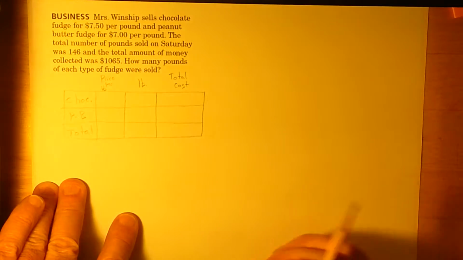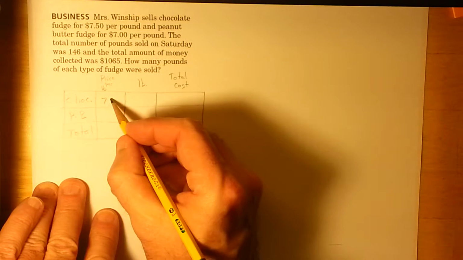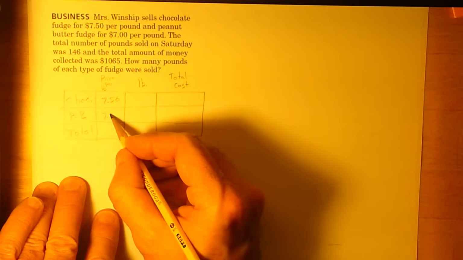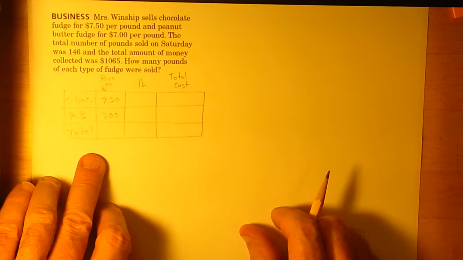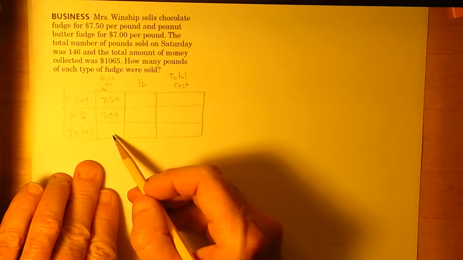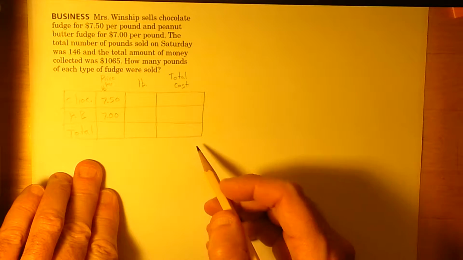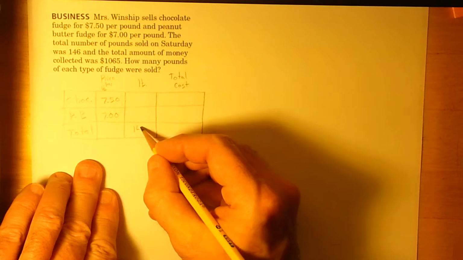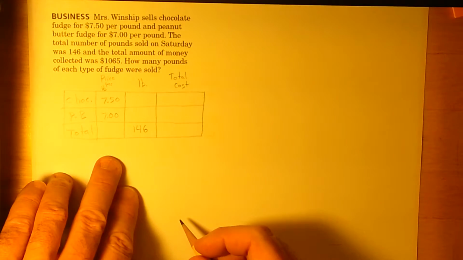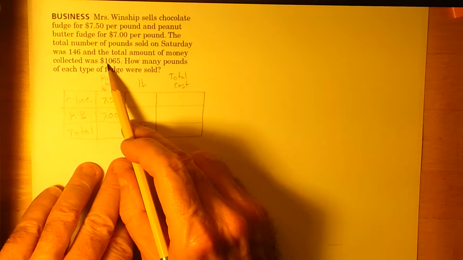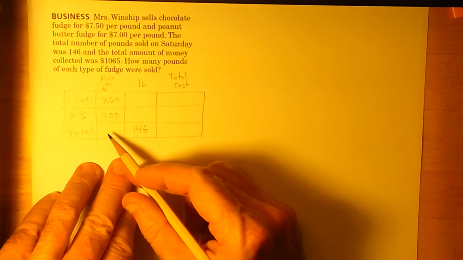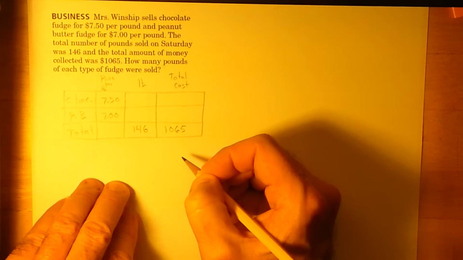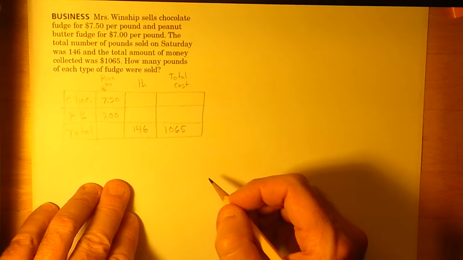We can go ahead and fill in price per pound: chocolate, $7.50. Peanut butter we know is $7. Total, we don't know. Pounds, well, we know 146 pounds was the total sold. Total cost: we know she collected $1,065, so that'll go right here in total. What don't we know?